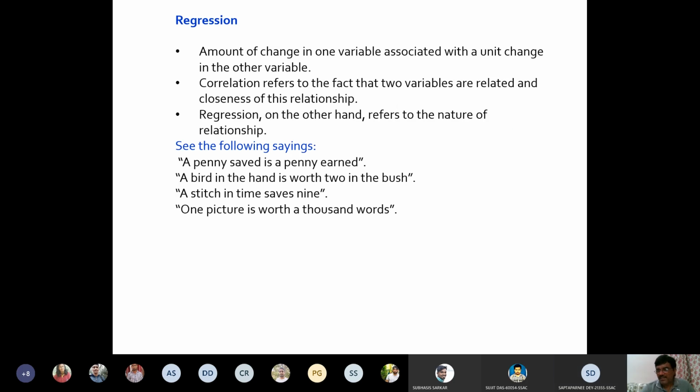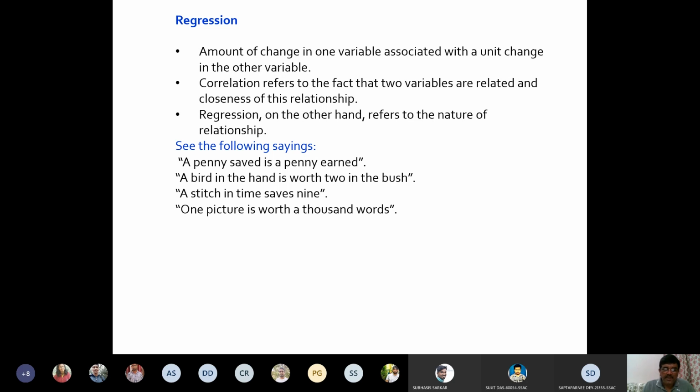Now we go to regression. Now you have at least some idea about correlation, what positive and negative correlation are, what no correlation is, and that the strength of correlation is measured by the correlation coefficient. Now we try to understand regression.